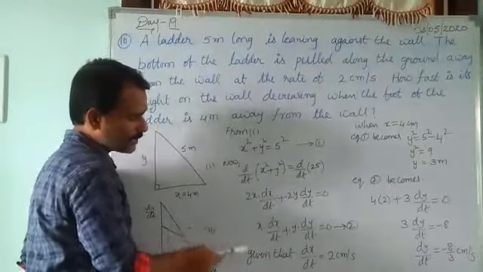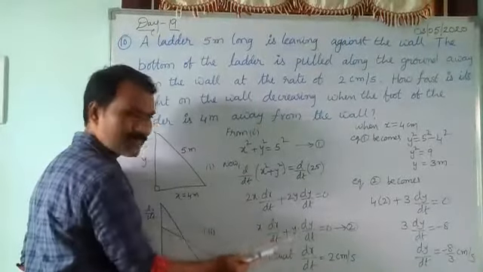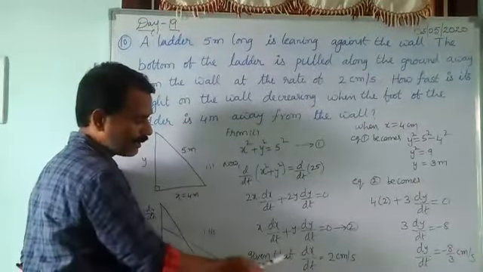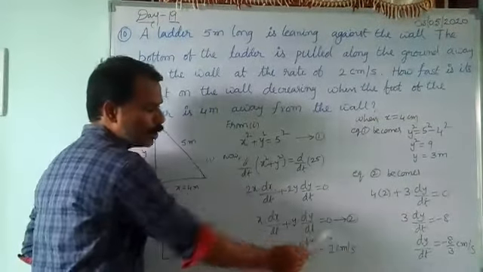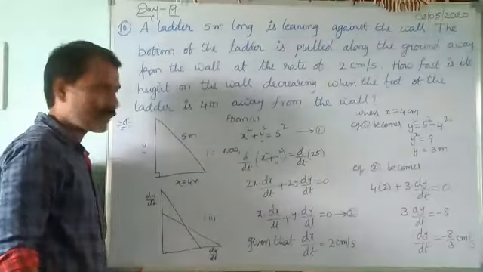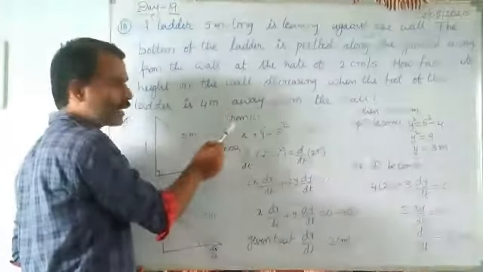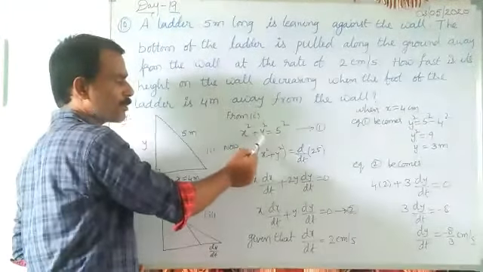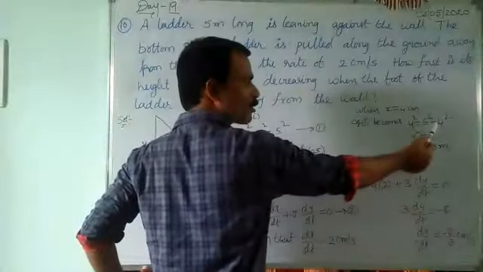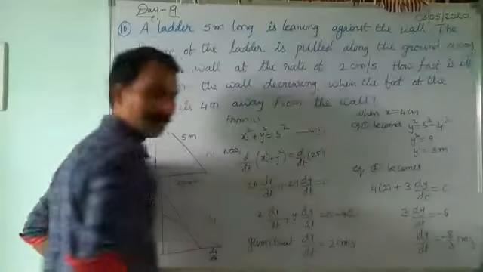Now what did I do, guys? Finally, I want the value of dy by dt, which means the rest of the values have to be given. What is given? dx by dt is equal to 2 centimeter per second. And one more: when x is equal to 4, what will happen? Equation 1 becomes x square plus y square equal to 5 square, so y square equal to 5 square minus x square. So y square is equal to 5 square minus 4 square, 25 minus 16, 9 will come. y is equal to 3 meters.